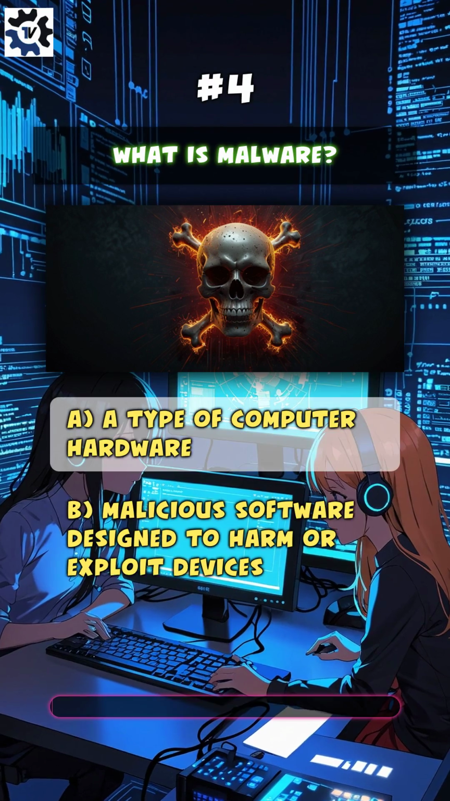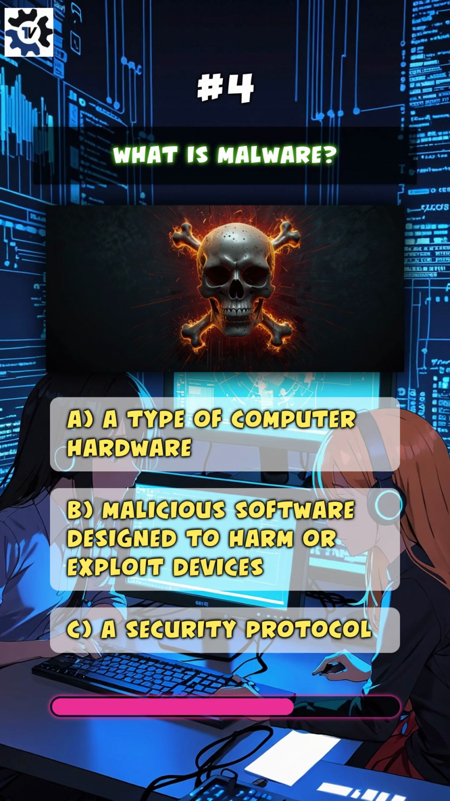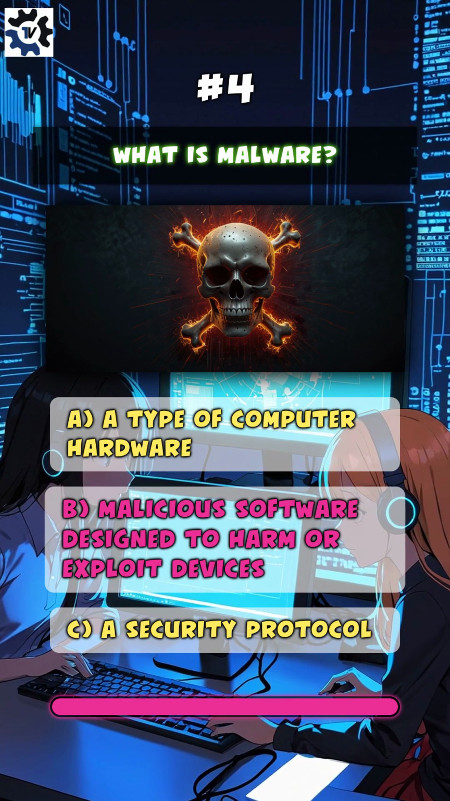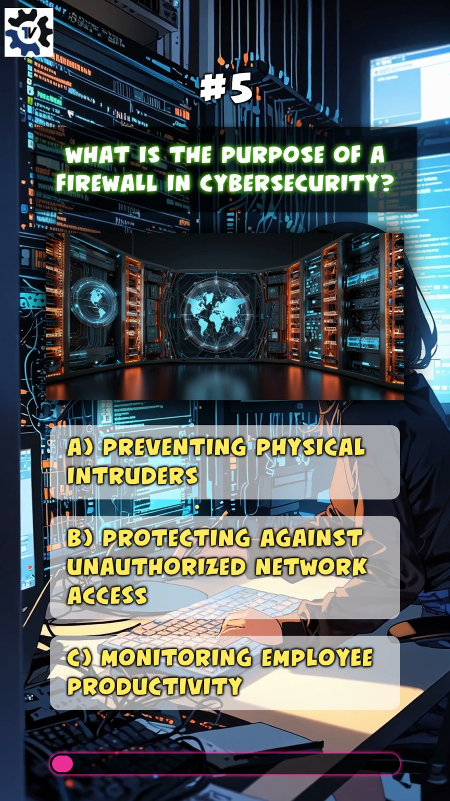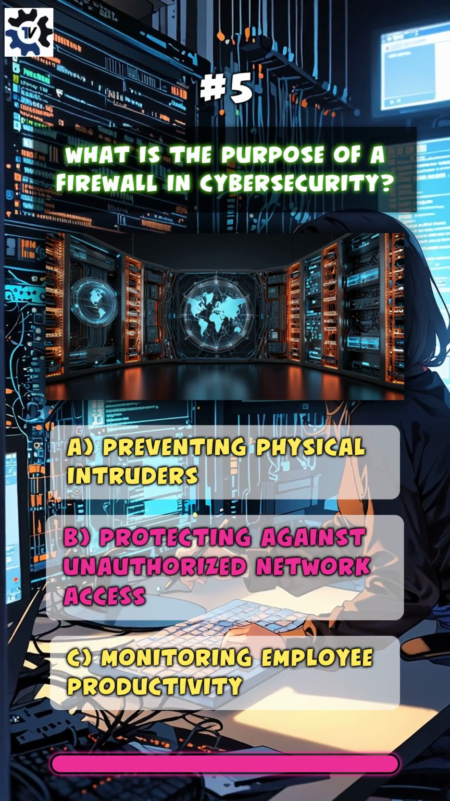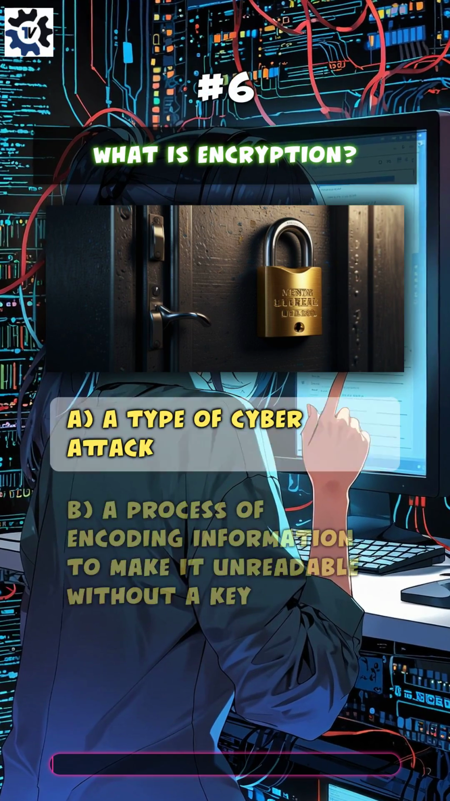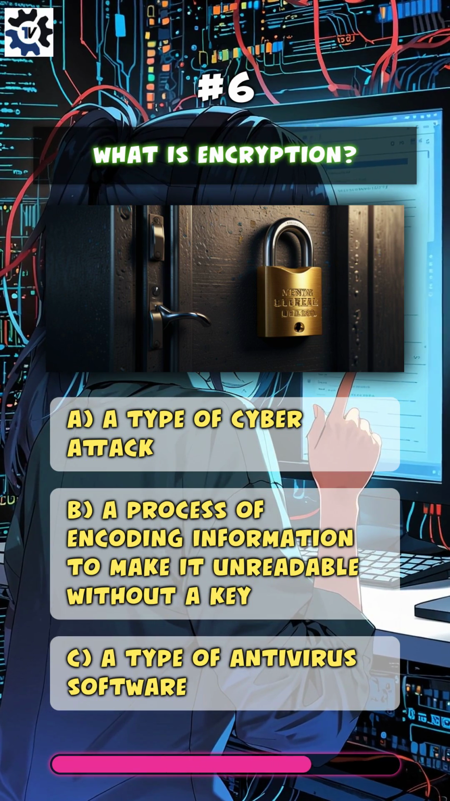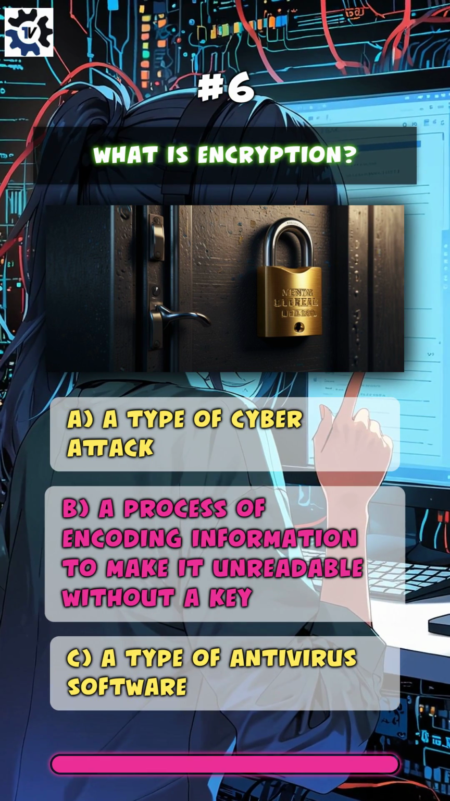What is malware? B. Malicious software designed to harm or exploit devices. What is the purpose of a firewall in cybersecurity? B. Protecting against unauthorized network access. What is encryption? B. A process of encoding information to make it unreadable without a key.